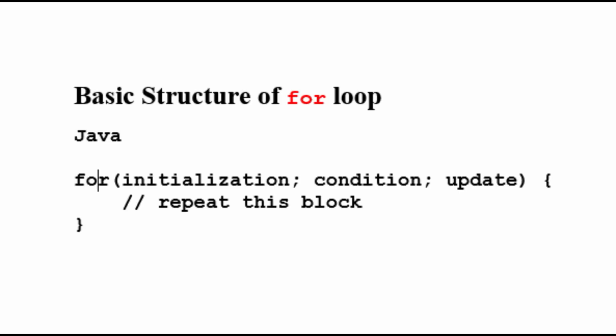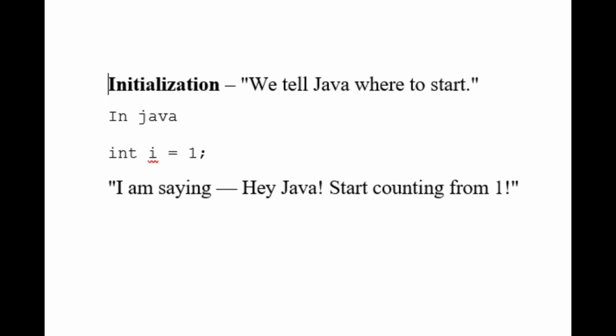Let's look at the format of a for loop. It goes like this: for (initialization; condition; update). Don't worry, I'll explain each part clearly. First comes initialization. This is where we tell Java where to start. For example, int i = 1 means we are starting the count at 1.